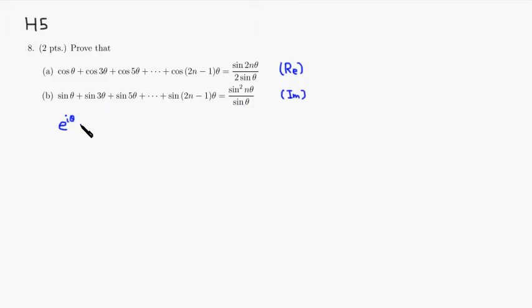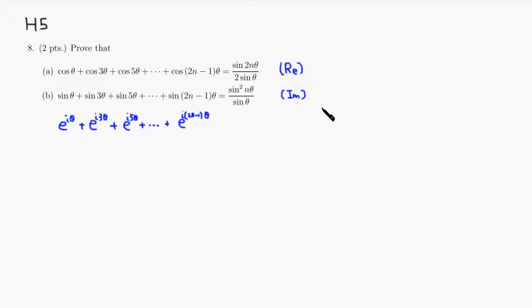Then the second term is going to be e to the i 3 theta, plus e to the i 5 theta, and so on, then you have e to the i (2n minus 1) theta. You can see that this is the partial sum of a geometric series.